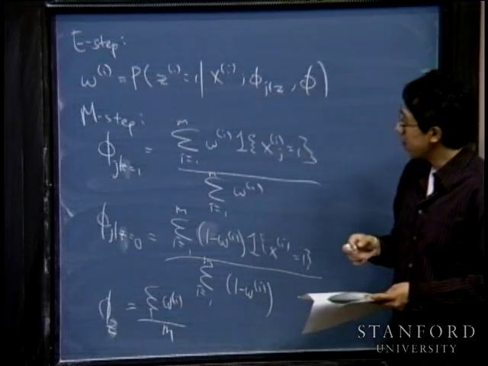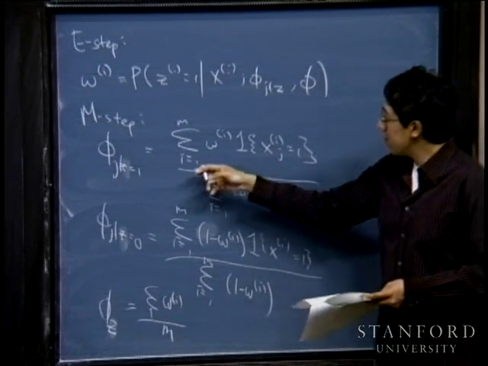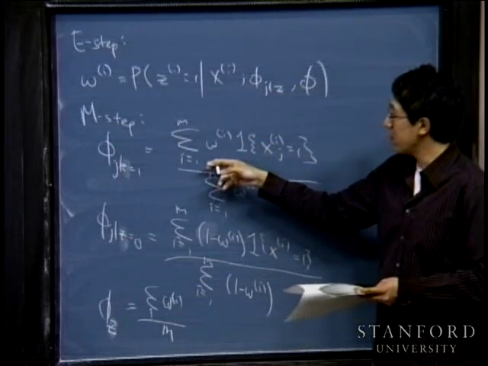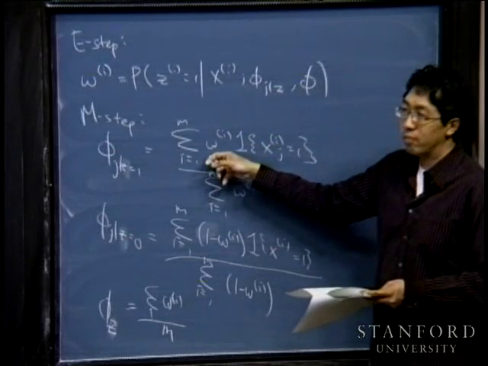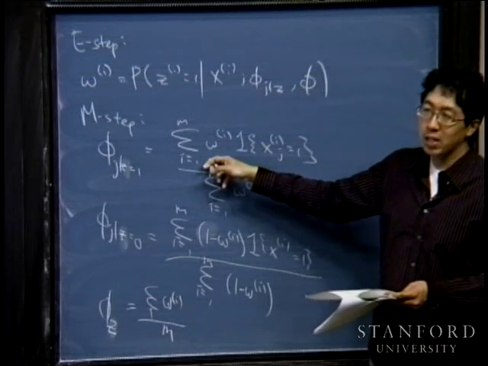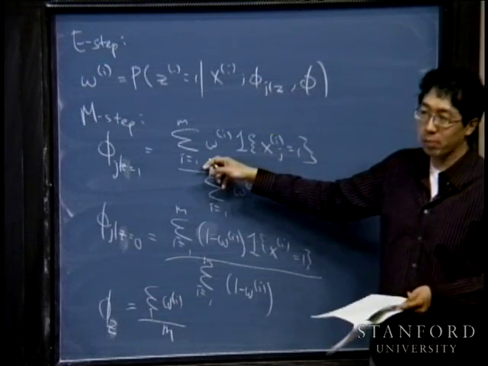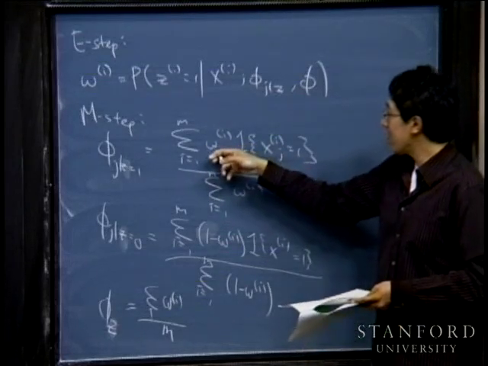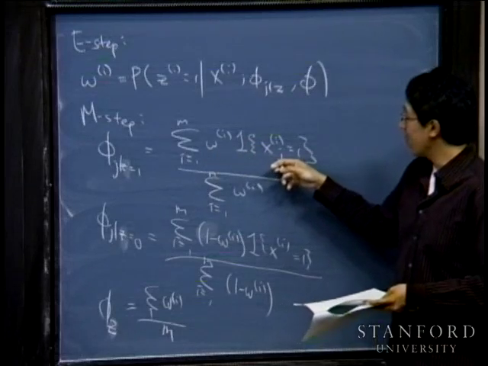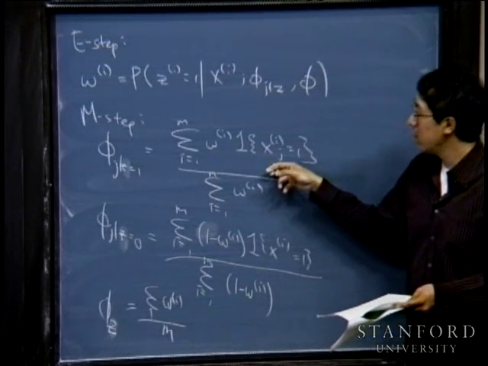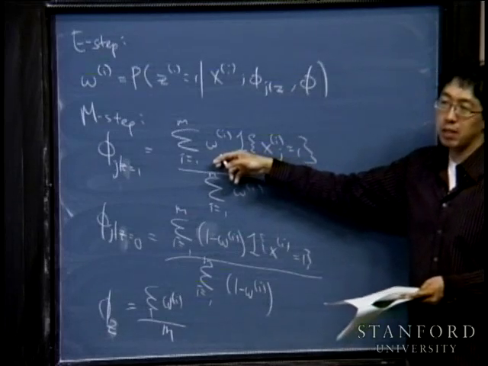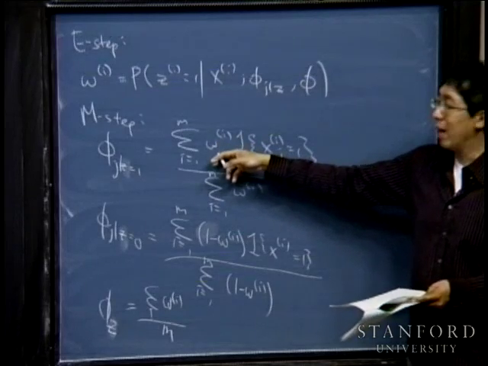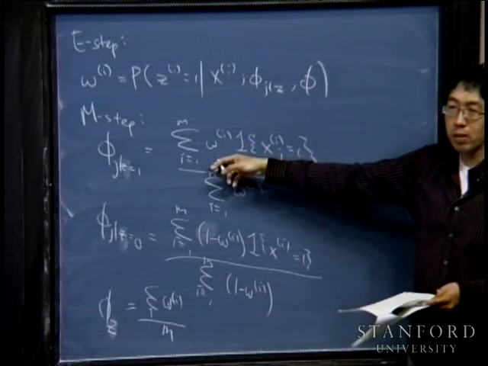And then in the M step, this numerator is a sum over all the elements of my training set, informally, right? Wi is 1 if I think the document came from cluster 1, say. And so this will essentially sum up all the times I saw word J in documents that I think are in cluster 1. And these are weighted by the actual probability I think it came from cluster 1.